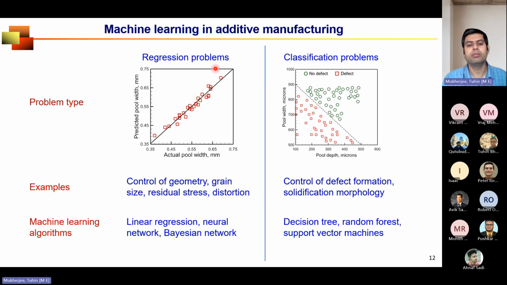They are regression problems. In contrast, a classification problem is binary or multiple classes, like for example whether a defect is formed or there is no defect. Whether solidification morphology is equiaxed or columnar. So this is a classification problem. Now depending on what type of problem you are dealing with, there are different types of machine learning algorithms, and we are going to see the application of some of these in subsequent slides.